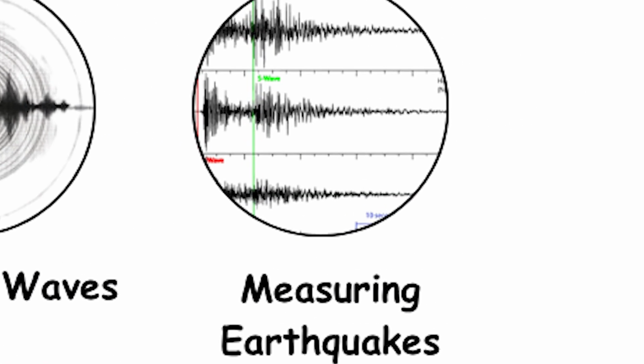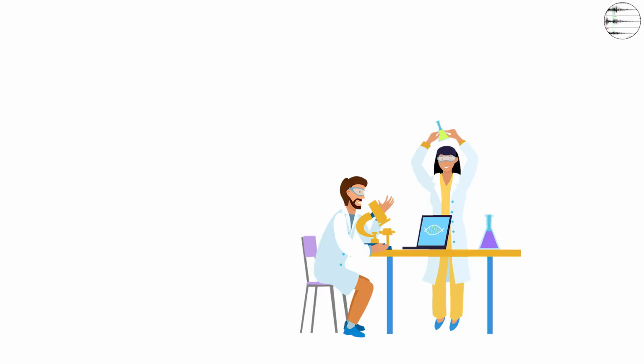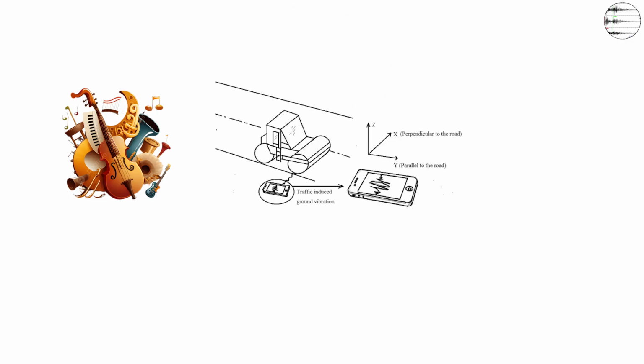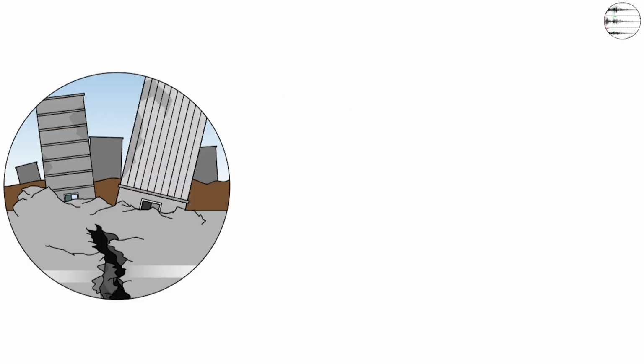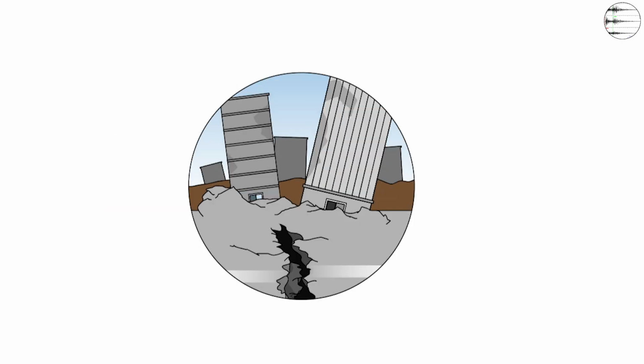Measuring earthquakes. Scientists measure earthquakes using seismographs, instruments that detect and record ground vibrations. These records, called seismograms, show the arrival times and strengths of different seismic waves. The magnitude of an earthquake refers to the amount of energy released at the source.